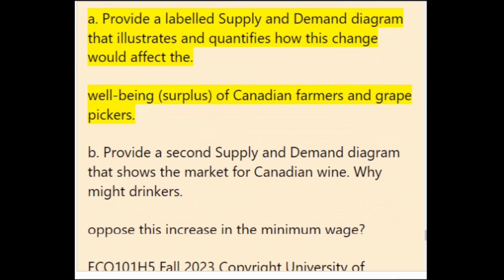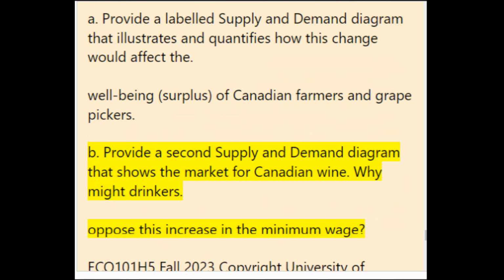A. Provide a labeled supply and demand diagram that illustrates and quantifies how this change would affect the well-being, surplus, of Canadian farmers and grape pickers. B. Provide a second supply and demand diagram that shows the market for Canadian wine. Why might drinkers oppose this increase in the minimum wage?